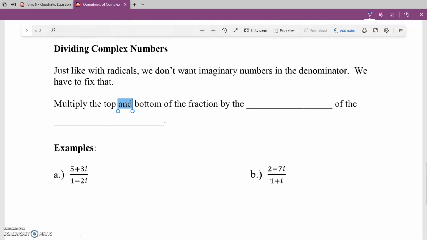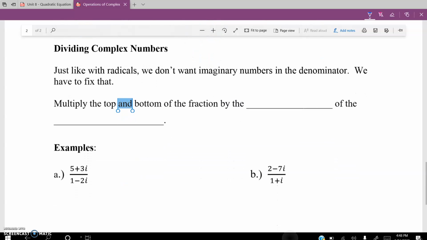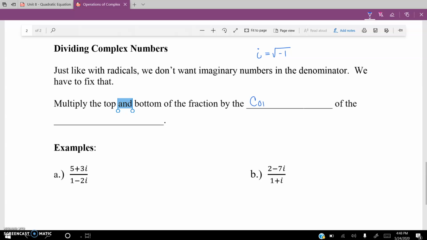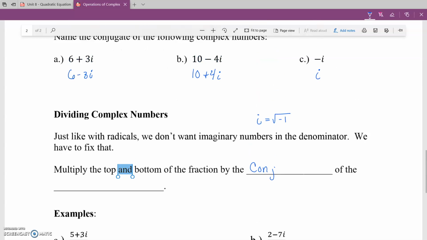Here's why those conjugates are important. Remember that i is the square root of negative 1. And if you think back to a long time ago, we talked about we're not allowed to have square roots in the denominator. Well, the imaginary number is a square root, so we can't have the imaginary number in the denominator either. But it's okay because we can use our conjugates to fix it. You're going to multiply the top and the bottom of the fraction by the conjugate that I can't spell.